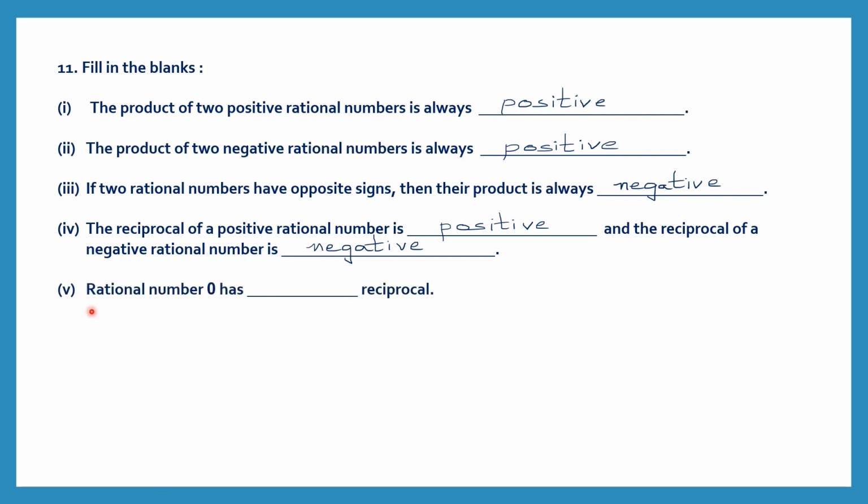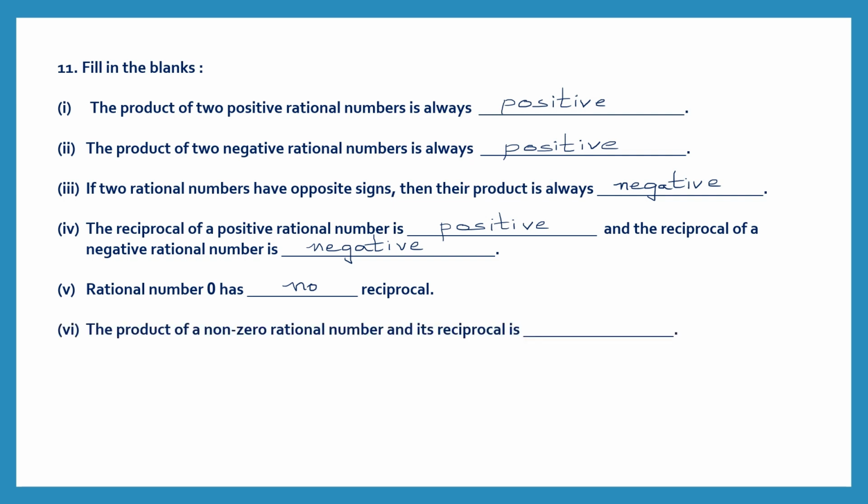Question 5. Rational number 0 has dash reciprocal. 0 has no reciprocal. There is no reciprocal for 0. So the answer is no. Next one, the product of a non-zero rational number and its reciprocal is what? Okay, so let's take a rational number 2 by 7. Let's write its reciprocal 7 by 2 and product means you multiply. Let's cancel. So 2 ones are 2, 2 ones are 2, 7 ones are 7, 7 ones are 7, 1 by 1 which is equal to 1. That means the product of a non-zero rational number and its reciprocal is always 1.